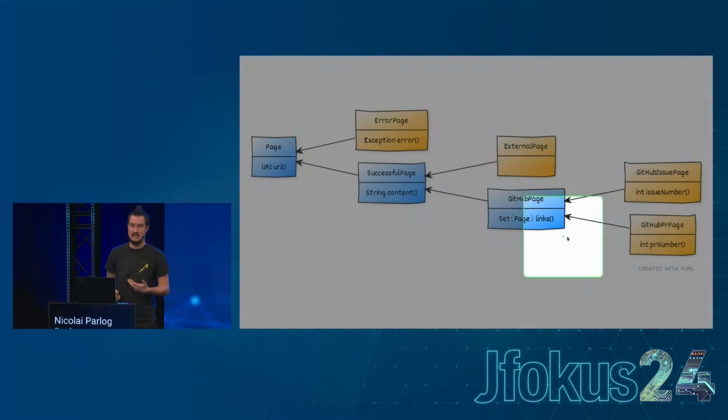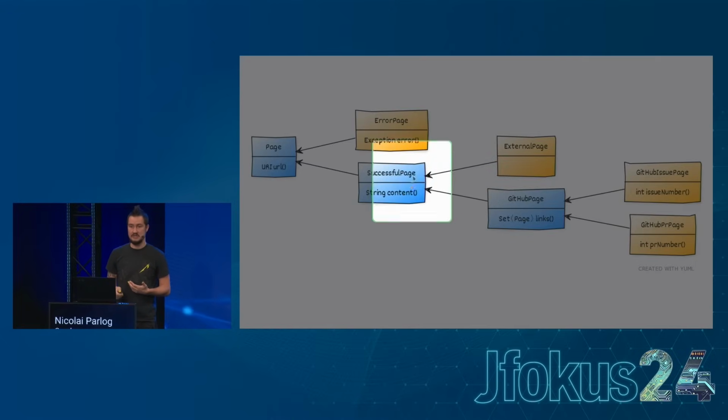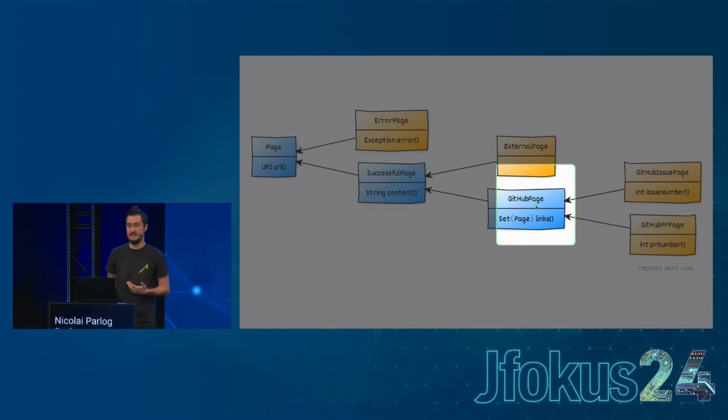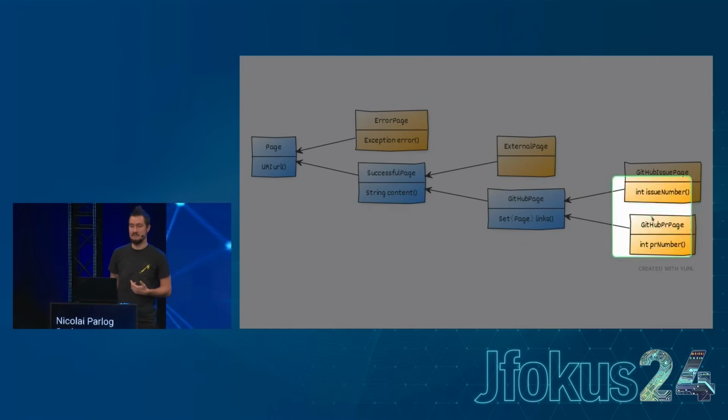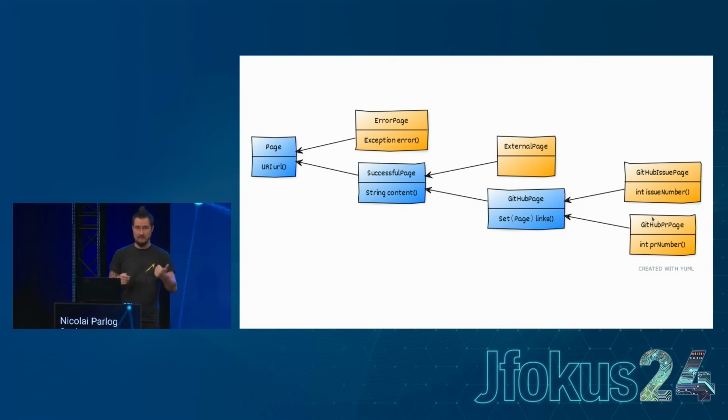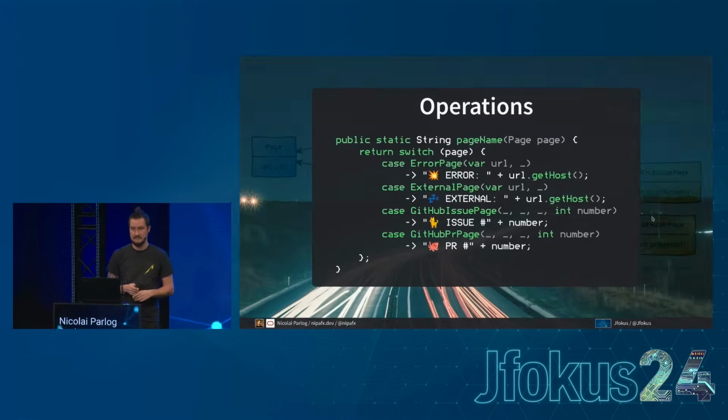If I have a page, it could be an error page or a successful page, or it could be an external page or a GitHub page, or it could be one of these orange ones, right? And that's really valuable. That's important for the compiler. It's important for us to write maintainable code.